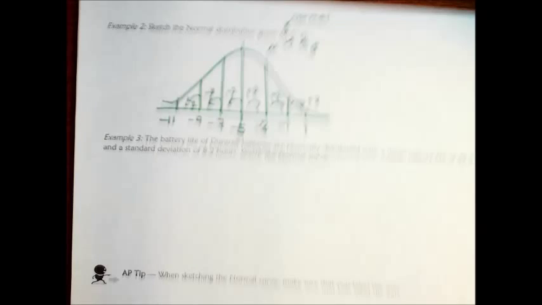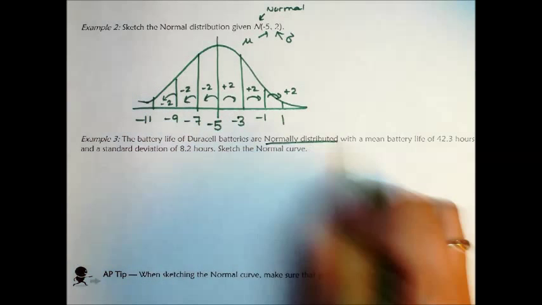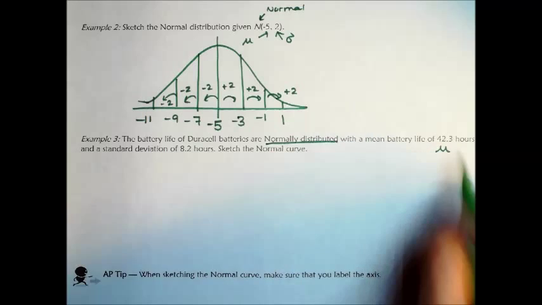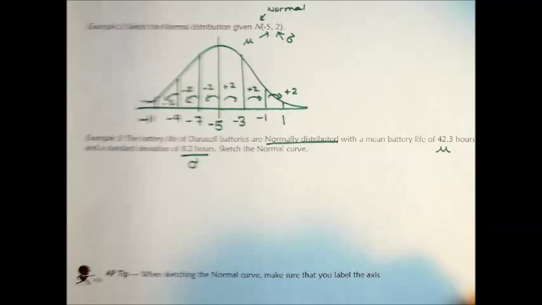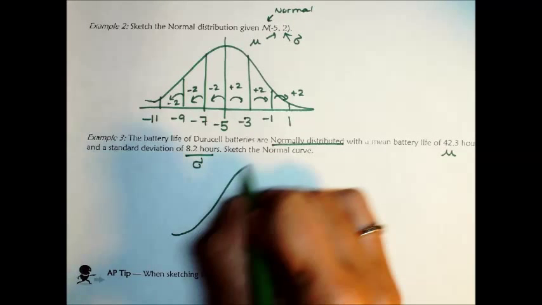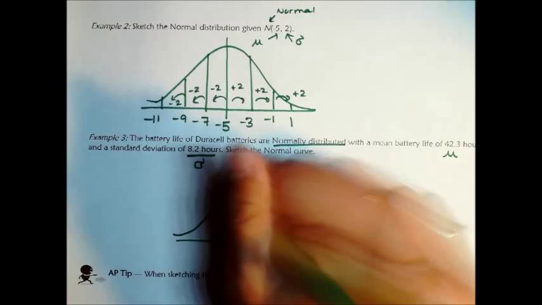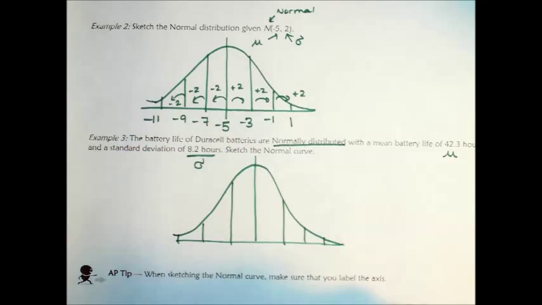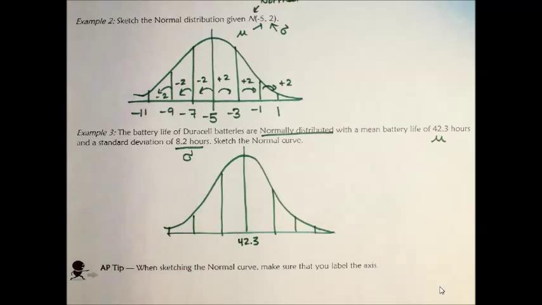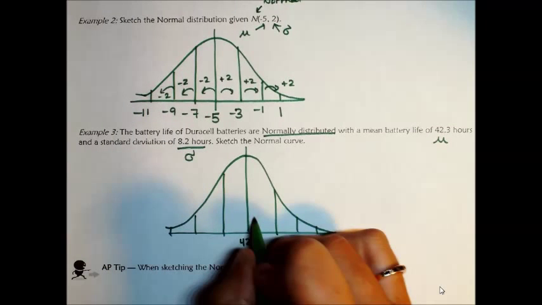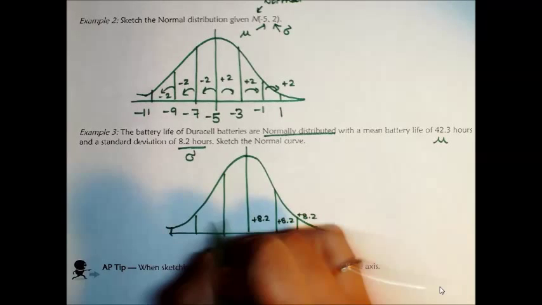So let's put it in context. The battery life of Duracell batteries is normally distributed, with a mean battery life of 42.3 and a standard deviation of 8.2. We're going to sketch this curve. So we know right down the middle is our mu, so the average battery life for these batteries is 42.3. Then we're going to add our standard deviations because they're above the average. Here, our standard deviations are below average.